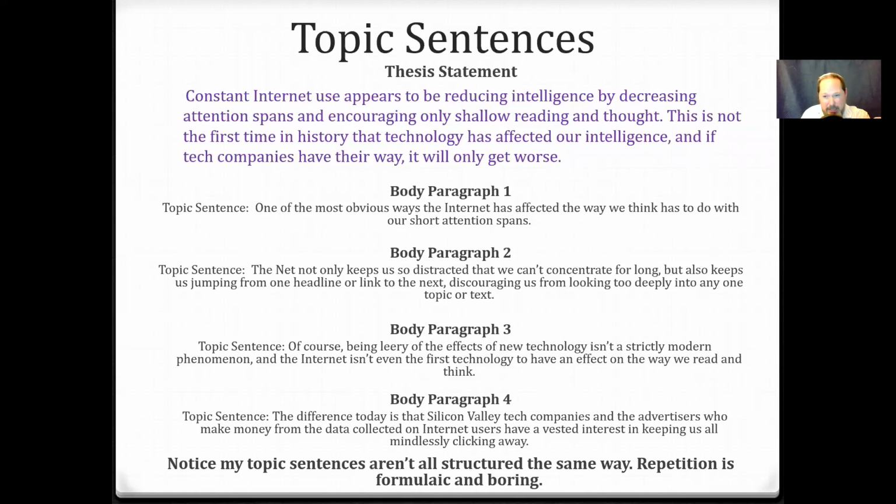There's nothing wrong with a topic sentence like that. But then when I go to the next topic sentence, I don't say, "Another way that the internet has affected the way we think is to." I don't say, "A third way the internet has affected the way we think is to." I don't say, "The last way the internet has affected the way we think is to." Every topic sentence I've written here has a different structure. It flows from the previous paragraph in an interesting way, but I'm not writing the same sentence over and over again. It's that needless repetition in essays that we want to move away from, right? Repetition is formulaic and it's boring. We don't like boring writing, okay?